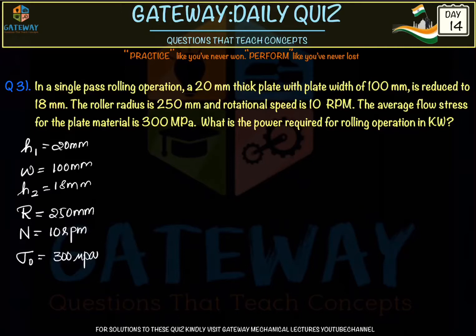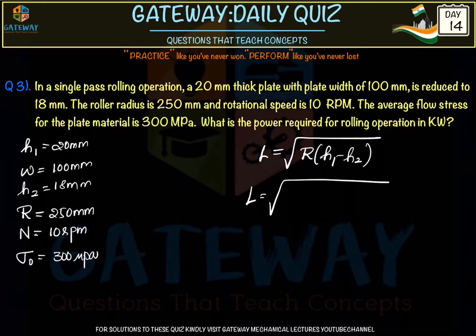So for that, there are few terms to know. Nothing but the contact length. That contact length is generally denoted by L. Nothing but the effective length in contact between the roller and the workpiece material. And under derivation, you will be getting it as under root of R into delta H. Delta H is nothing but H1 minus H2. Okay, and here under root of the value of R was given in the question 250 mm into the value of H1 was given 20 minus H2 was given as 18. Okay, once we calculate this, we'll be getting the contact length as 22.36 mm.